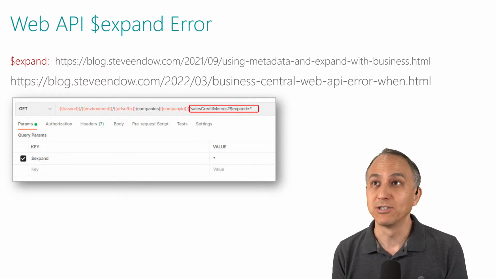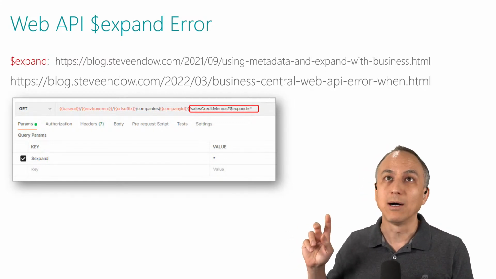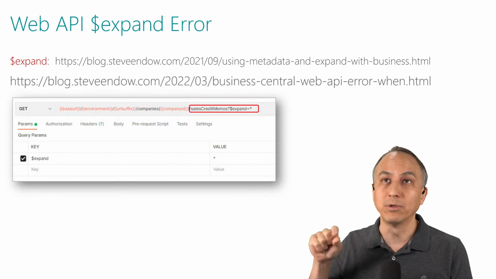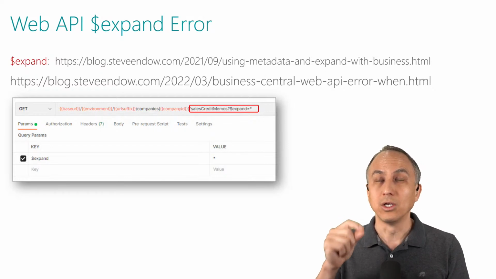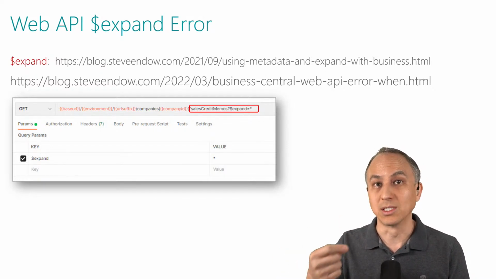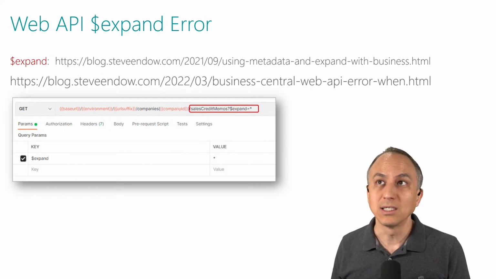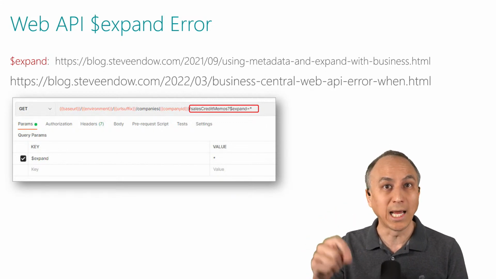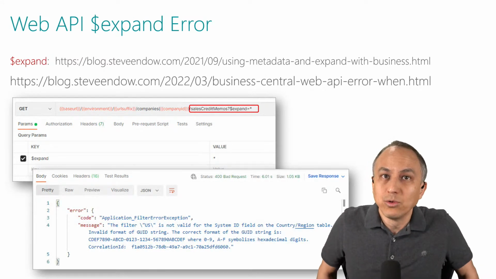So I thought, that's interesting. Let me try that. Well, I have a blog post on using the $expand query parameter, and I have a separate blog post that I just did about the error that occurs if you try to use the $expand=* query parameter as well. So that's what these URLs are here. If you try $expand=* on the sales credit memos endpoint and a few others, as I'll explain, you will get this error.